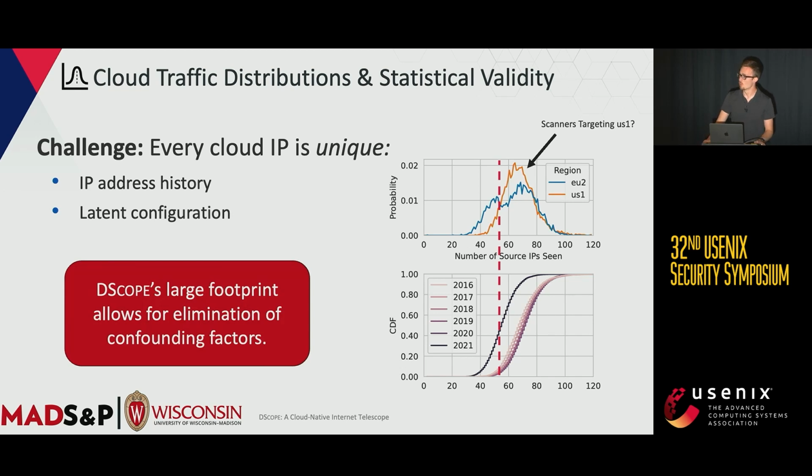And so, when performing analysis on cloud data, it's very important to account for confounding factors. But DScope's large IP address footprint allows for us to identify and mitigate these factors, achieving valid measurement.